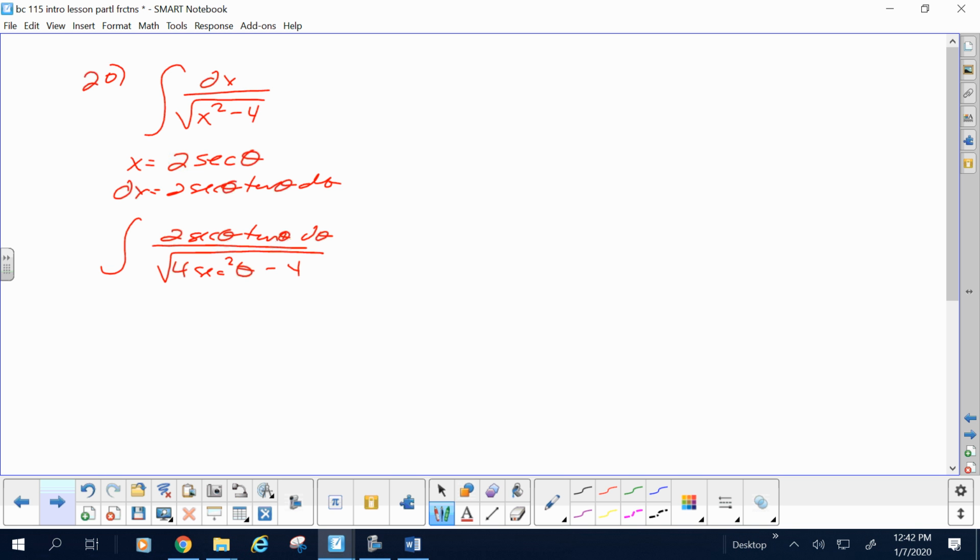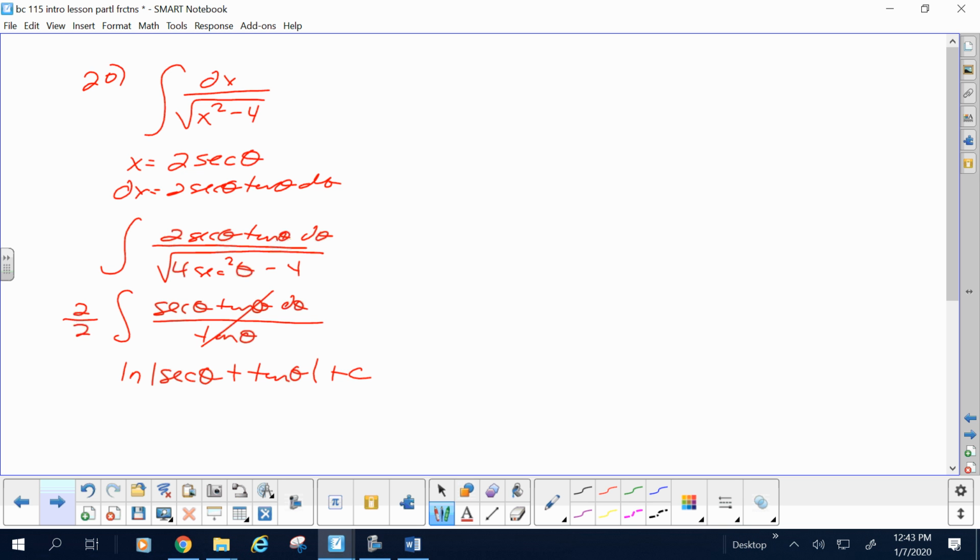All right, let's do some cleanup. The numerator, I can pull a 2 out, and secant theta tangent theta is cool. How does the denominator clean up? I can pull out a 4, and it's eventually secant squared minus 1, which is tangent squared, which square rooted is tangent, so the tangents drop out, and you're just integrating secant, yeah? What's the antiderivative of secant? Natural log of secant plus tangent.